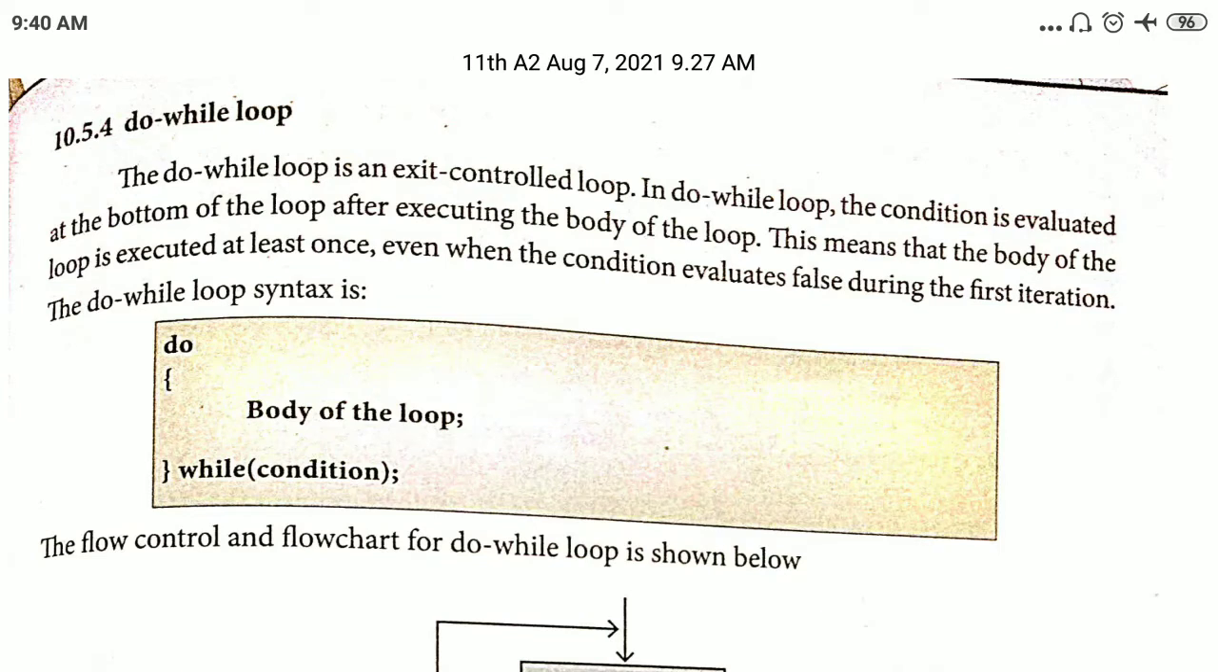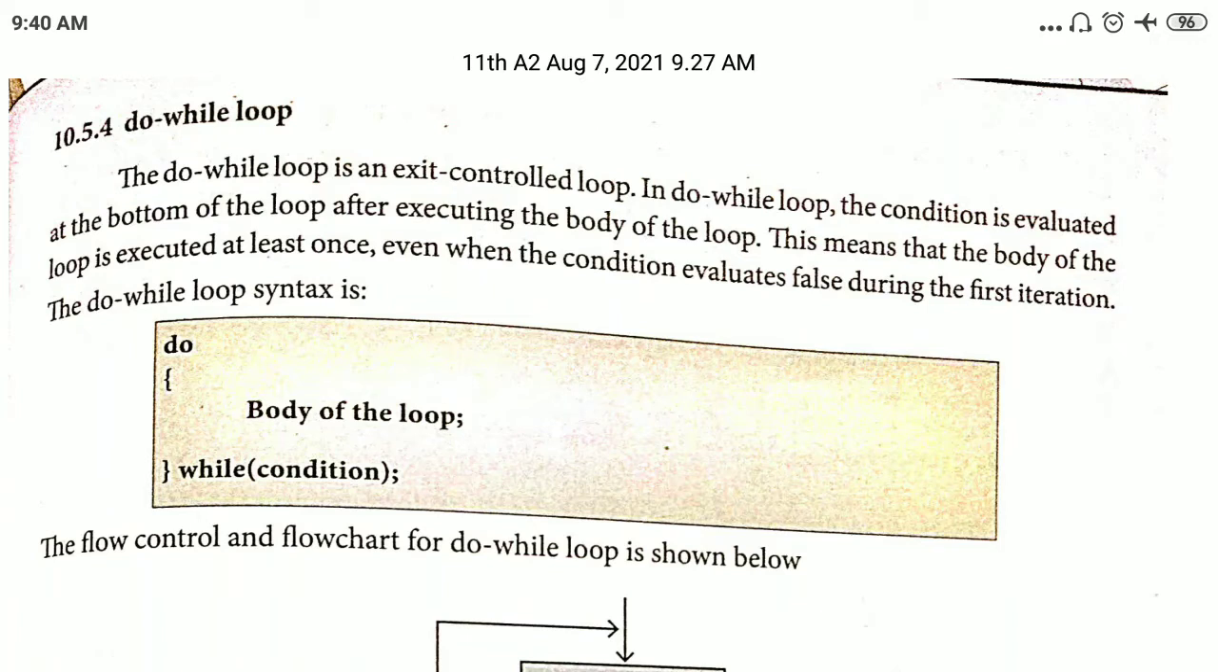There is a slight difference between while loop and do while loop, which is: while loop is an entry check loop, and do while is an exit check loop. Okay, so we'll see the difference in detail now.